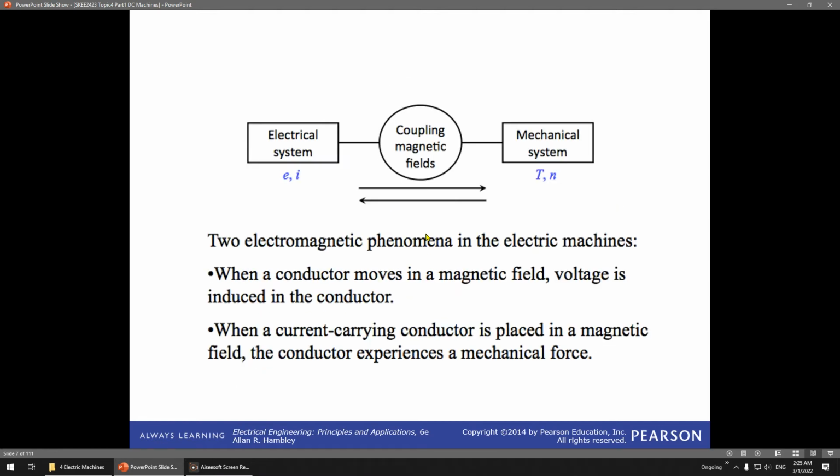Then this one, magnetic couple. Two electromagnetic phenomena in the electrical machine: when a conductor moves in a magnetic field, voltage is induced in the conductor. This one is the generator. When a current carrying conductor is placed in a magnetic field, the conductor experiences a mechanical force. This one is the motor. This is the effect that we use to create a motor or generator.